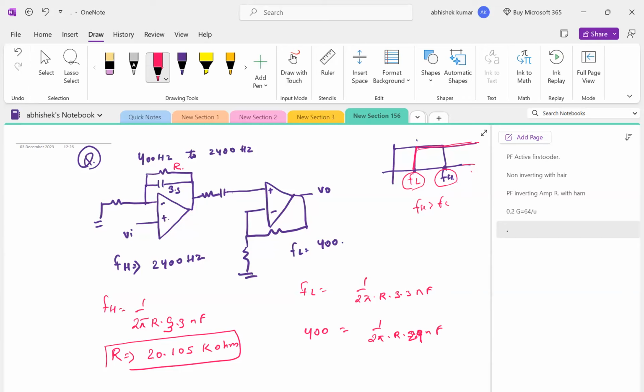So basically, it will be 1 divided by 2 into 3.14 into 2.9 nanofarad into 400. What I am getting is 137.272 kilo ohm. Yeah, correct. So the tricky part is, it's just confusing, right?